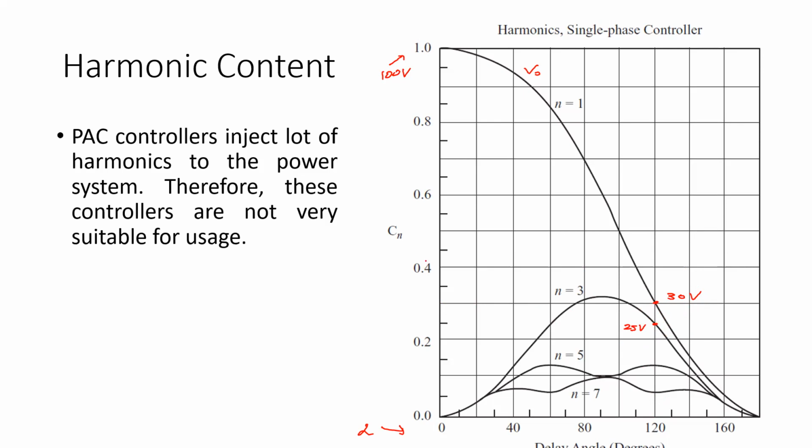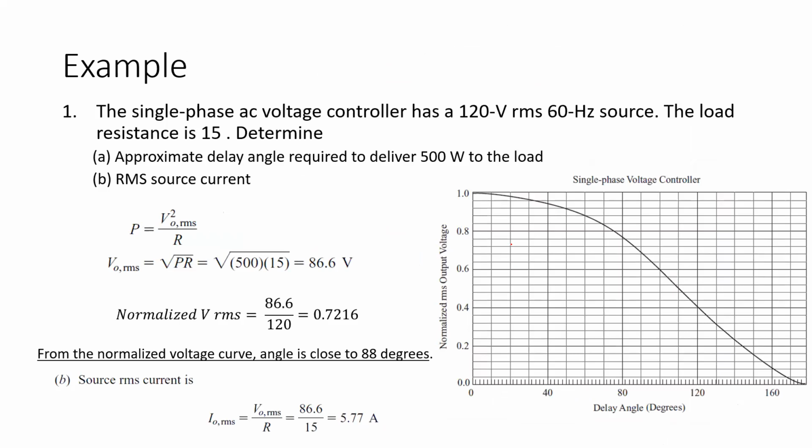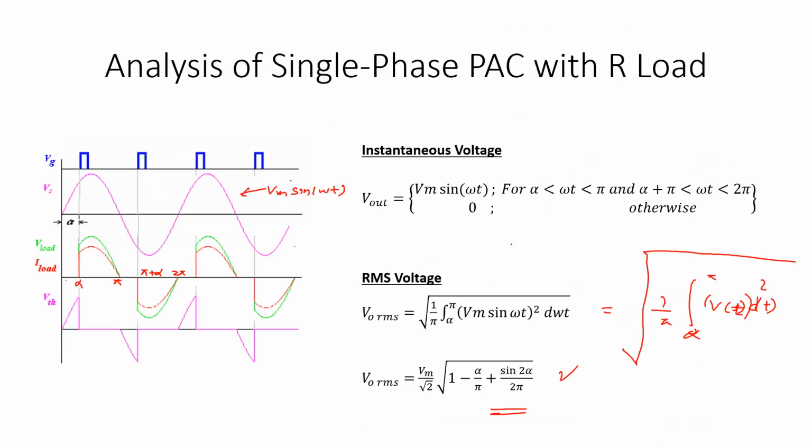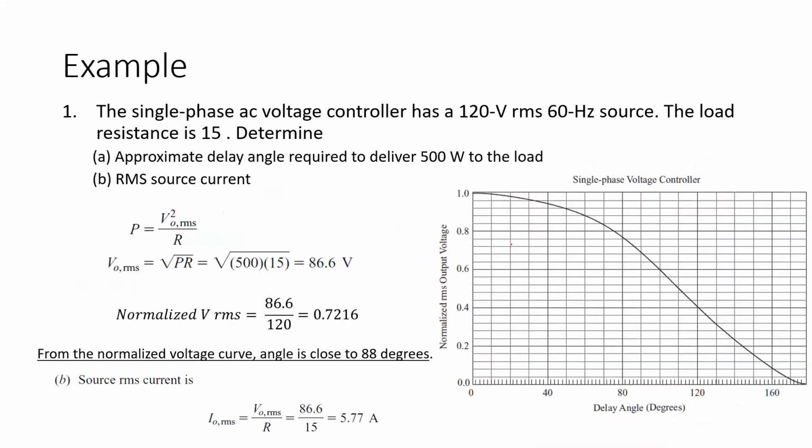Therefore, these AC controllers are not very suitable for usage in modern power systems. Earlier, these things did not matter that much, but now we are very worried about our power quality. AC controllers inject a lot of harmonics into the power system, so they are not very suitable to use. And there's a small example, which utilizes the equations we discussed earlier.